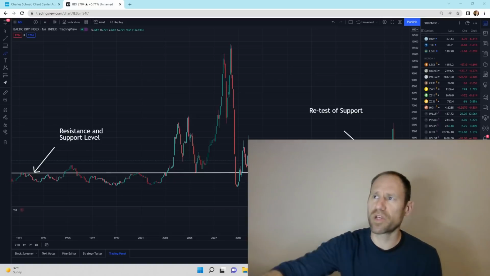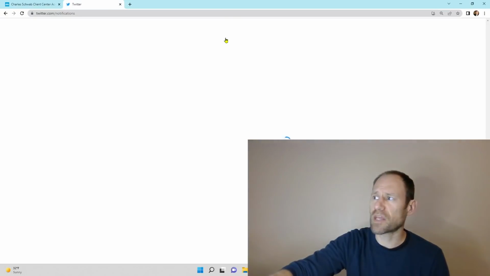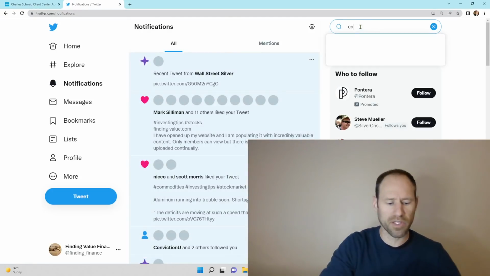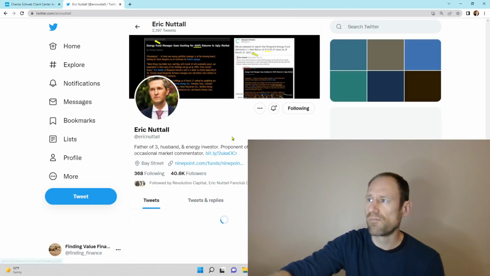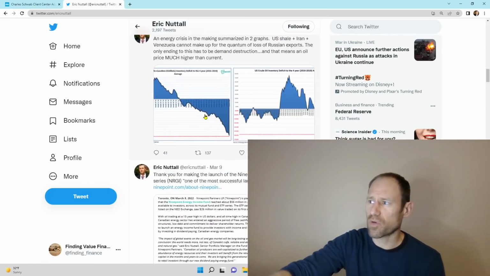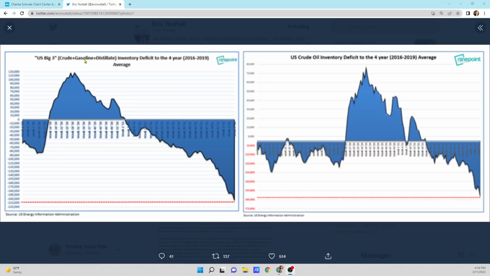And looking at some of the inventories, let me pull up something here real quick. Keep you guys focused on something. I'm going to Twitter. I'm going to go to Eric Nuttall, however you want to say his name. One thing I always focus on is inventory, and this isn't the total inventory number, but this is the deficit in the big three: crude, gasoline, and distillate. So it's not like you're just looking at crude and then all of the inventory shifted to gasoline. This is looking at all three, and you can see that the deficit is rapidly growing. So the price increase isn't doing anything to slow down this deficit of inventories.